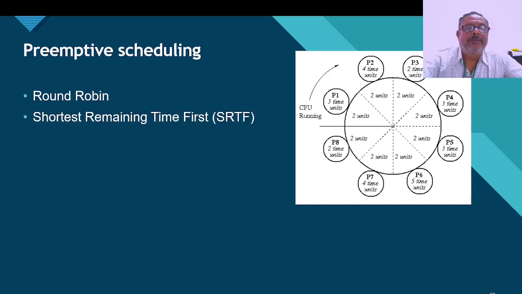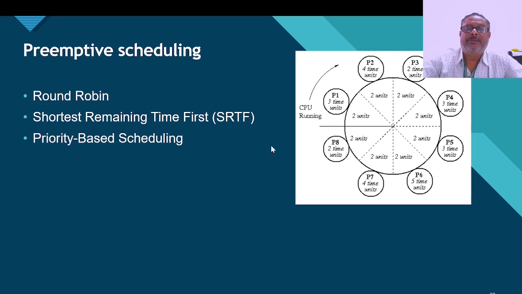Then we can think of shortest remaining time first. So among the various processes, just look at how much time each process wants. Some have run halfway and need some more time to run. Then look at which process needs the shortest time, and allocate that. Or we can go for priority based.